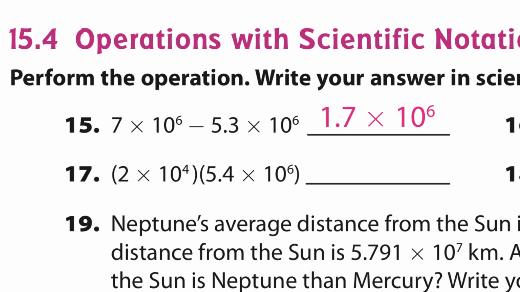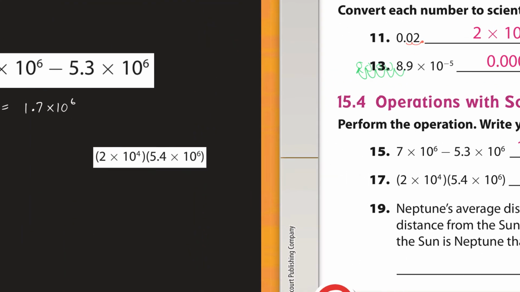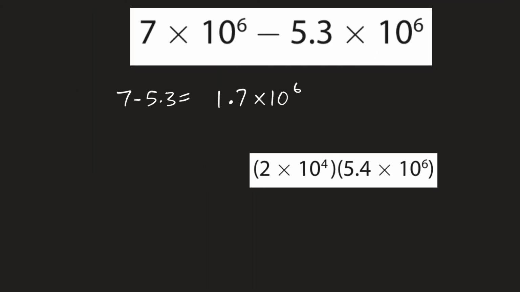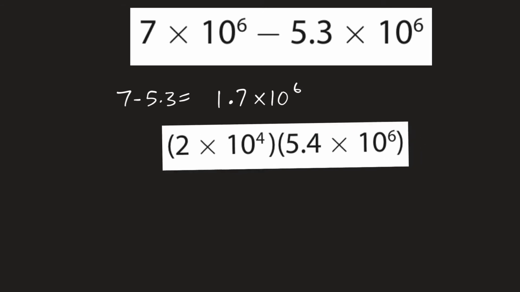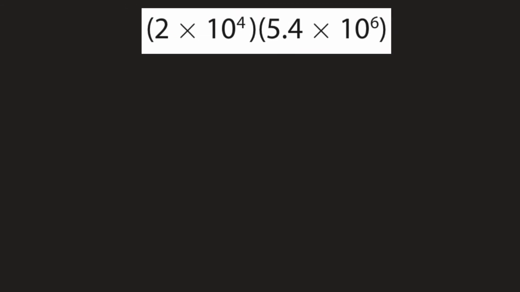Okay, so I got this one here, and I'm going to move this over here and move that bigger and move this up. Okay, so everything's being multiplied. So I would start with 2 times 5.4, which is 10.8.